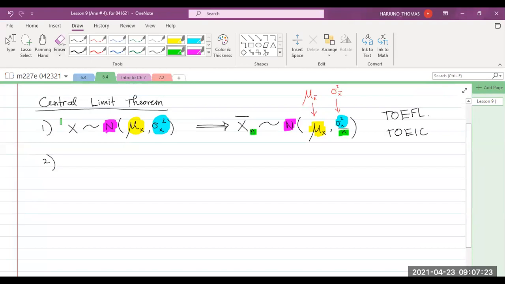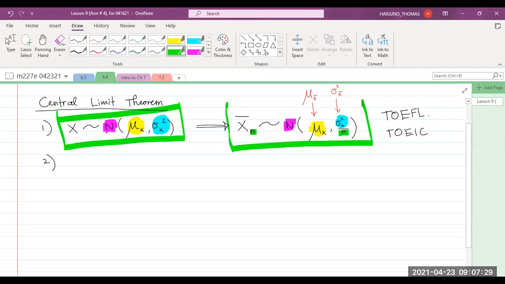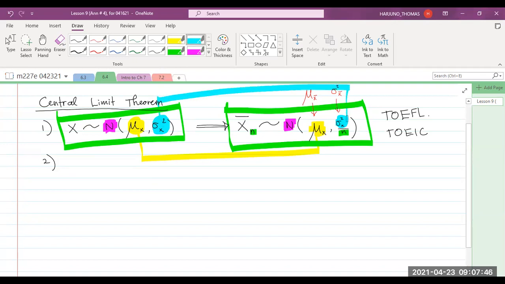If the original distribution is already normally distributed, then the sampling distribution of size n will also be normally distributed. What happened to the mean? The mean will be the same as the original distribution. What happened to the variance? The variance will be the variance of the original distribution, except that you need to divide it by the sample size.